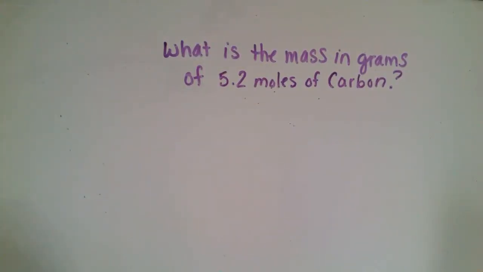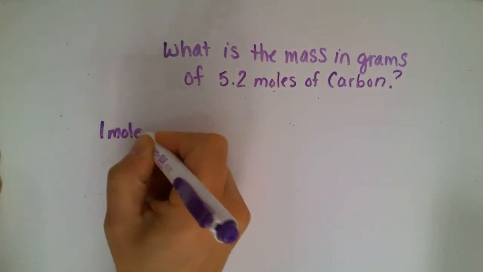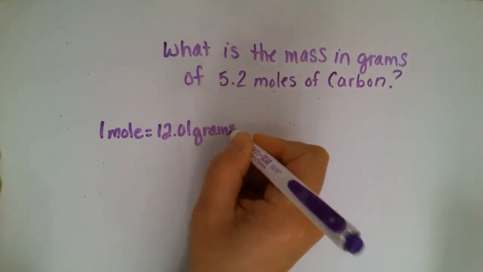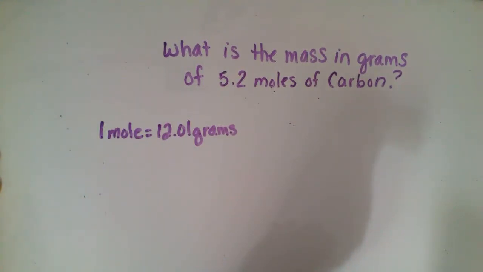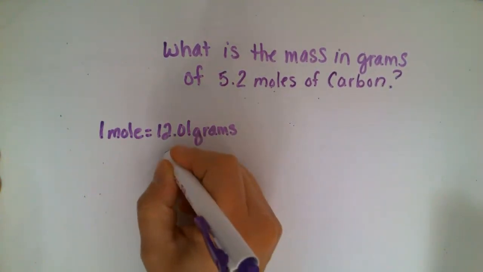So the question is, what is the mass in grams if I have 5.2 moles of carbon? In order to go from moles to grams, we need to know how many grams are in 1 mole. And we know this from looking at the element symbol on the periodic table, right? We've worked with carbon before. We know that 1 mole of carbon has 12.01 grams, or it weighs 12.01 grams, okay? So you always know that 1 mole of an element is going to equal its atomic mass.